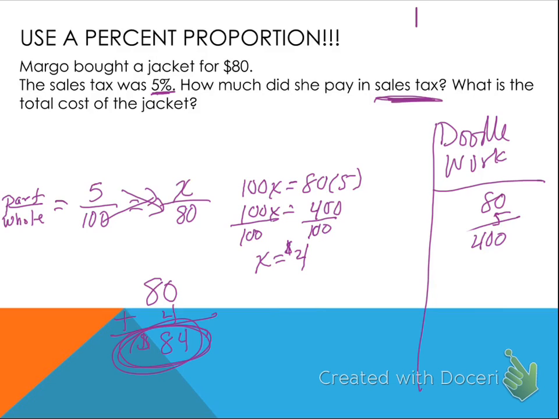Discount, you subtract. So discount or savings comes off the price, you subtract. Sales tax is added in. So you have to keep those things in mind.